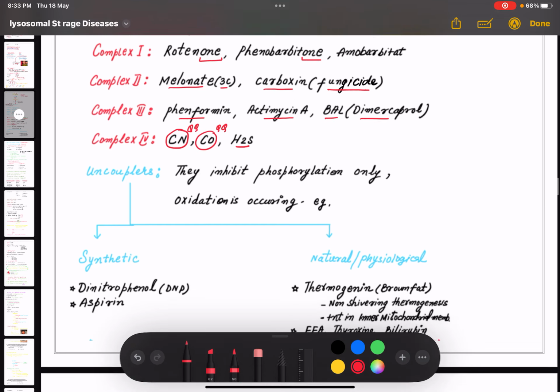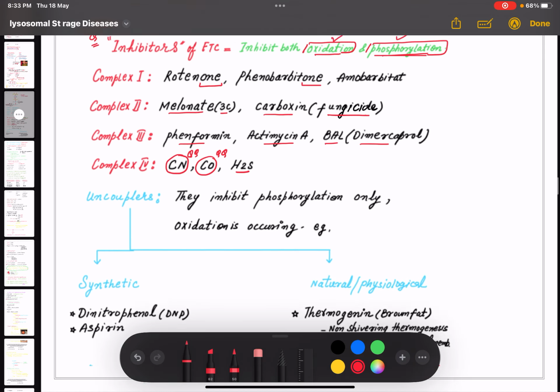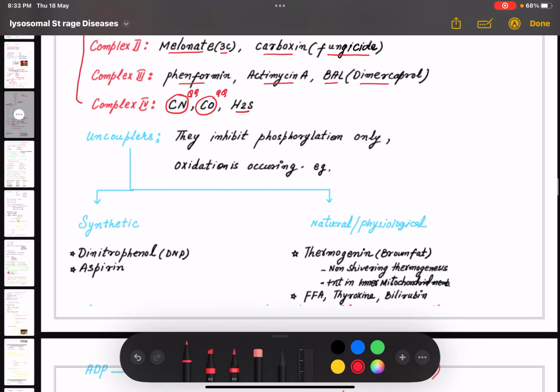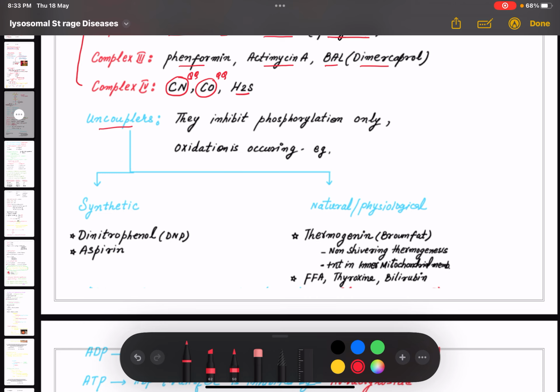Now see, what are uncouplers? Actually, all these complex inhibitors from complex 1 to complex 4 inhibit both oxidation as well as phosphorylation. Now, what are uncouplers? They only inhibit phosphorylation, which means they inhibit only complex 5. But the oxidation is occurring. It means complex 4 is working here.